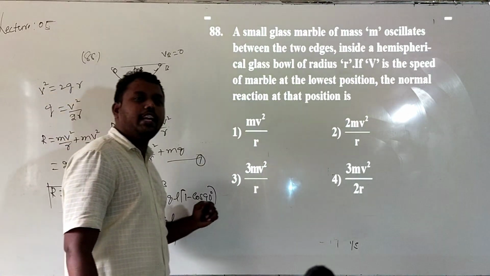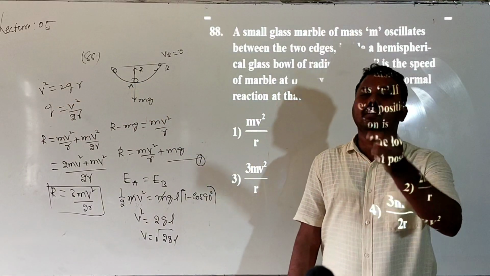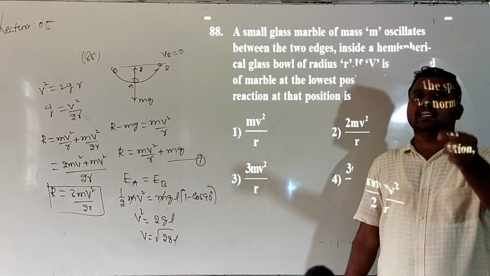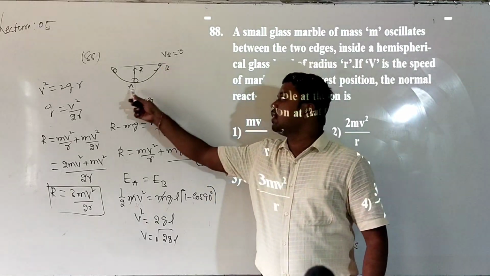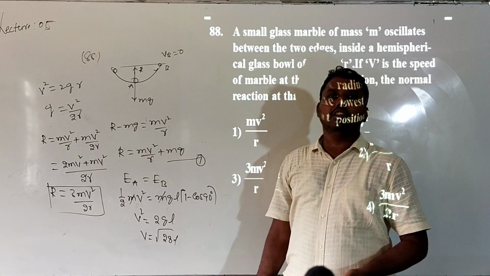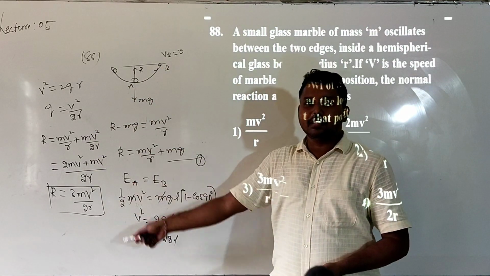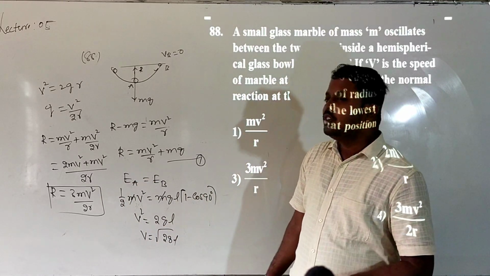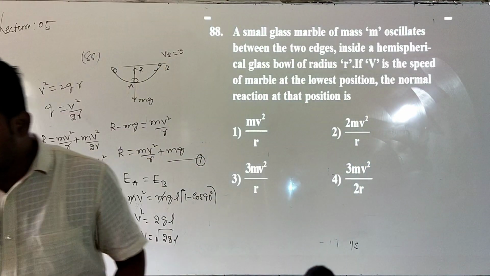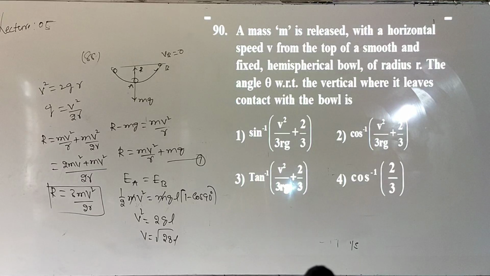In the question they clearly mentioned that the marble was oscillating between the edges. Up to here it is going. If this condition is not given, we cannot express the answer like this. Okay, this is question number 18. Next one, question number 19.